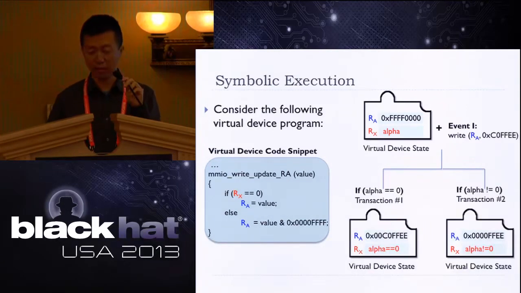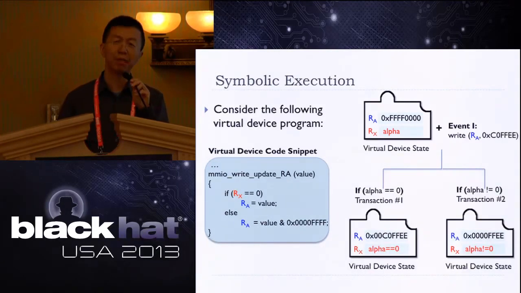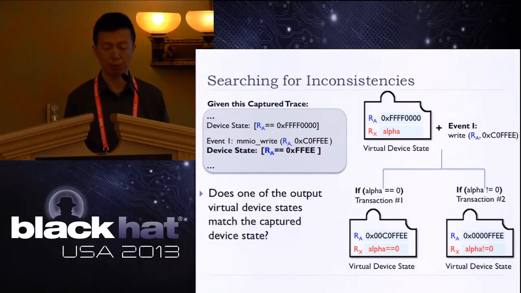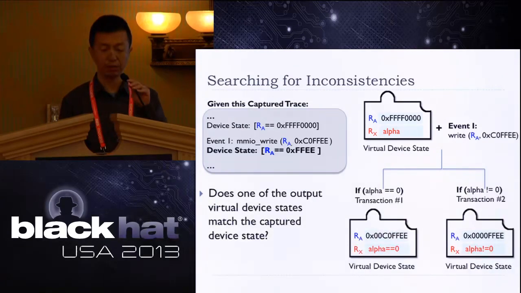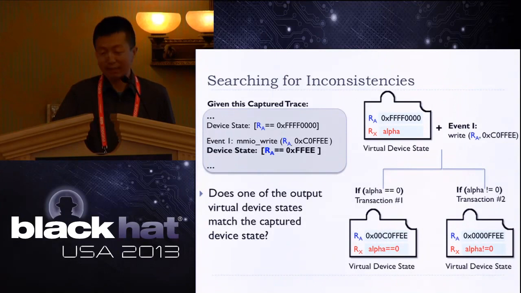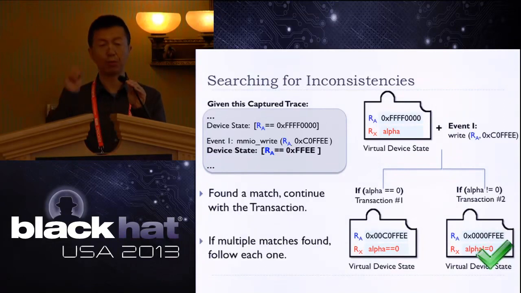Now, how does this affect your ability to compare virtual versus physical device? Well, you can still do some comparison. For example, assume the top left corner is our trace capture, and you notice the physical device on the observable part has RA equal to, let's say, FFE, okay? And you don't know which path the virtual device is going to take, but on one of the paths, in this case, we have a match, okay? If you have one match, then you will continue. You will say, okay, likely they're consistent.